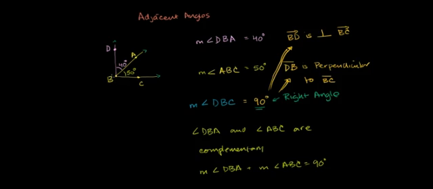Now, we have other words for when our two angles add up to other things. So let's say, for example, I have one angle over here. Let me put some letters here so we can specify it. So let's say this is X, Y, and Z, and let's say that the measure of angle XYZ is equal to 60 degrees.